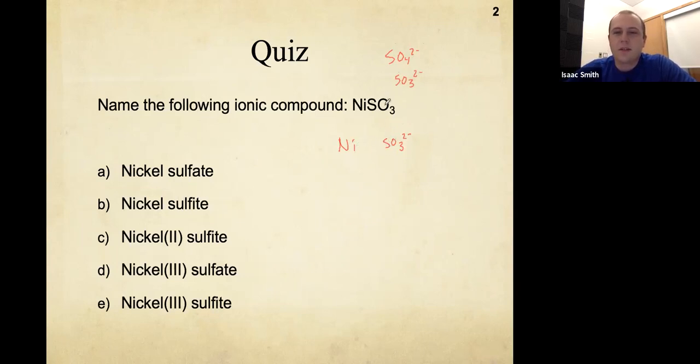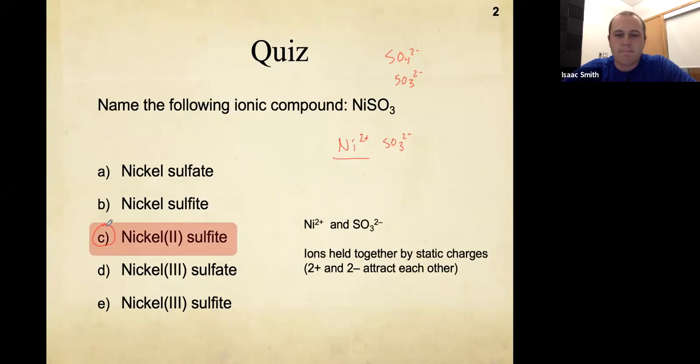And if we look at the ratios here, we have 1 nickel for every 1 molecule of sulfite, which means the charges are going to be equal on the nickel and the sulfite. That gives you a 1-to-1 ratio. Okay, so we should have nickel 2+, so that would be C, right? Awesome.